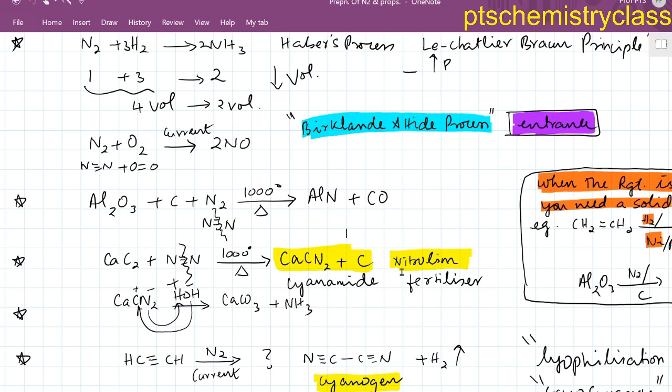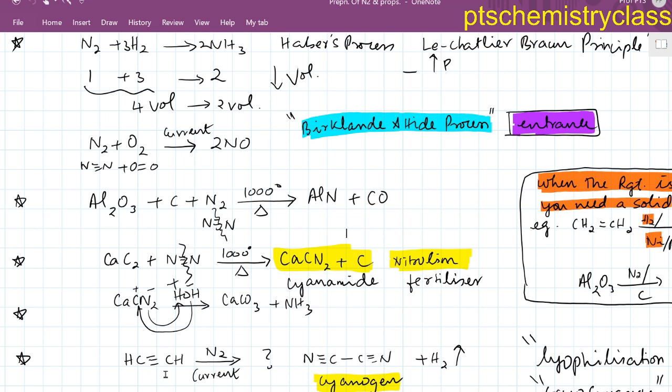When you revise for entrance, in the highlighted parts, mostly questions come. So this cyanamide, when it is hydrolyzed, liberates ammonia. So we can see that plus-minus reaction, as we do in organic chemistry, ammonia is released.